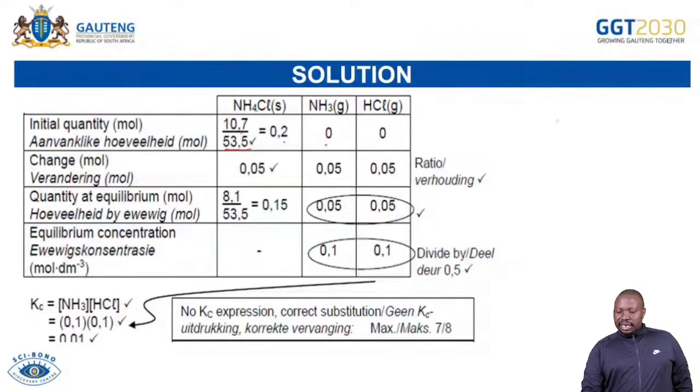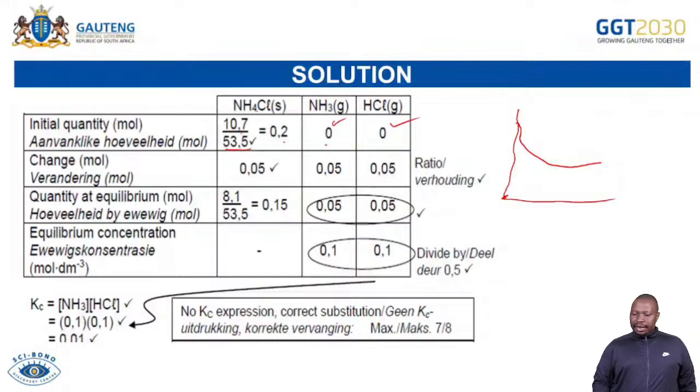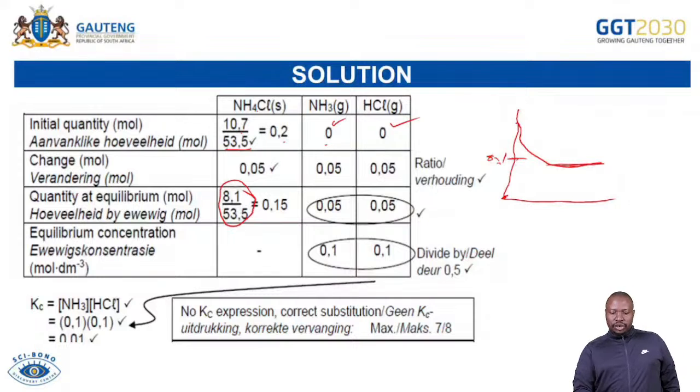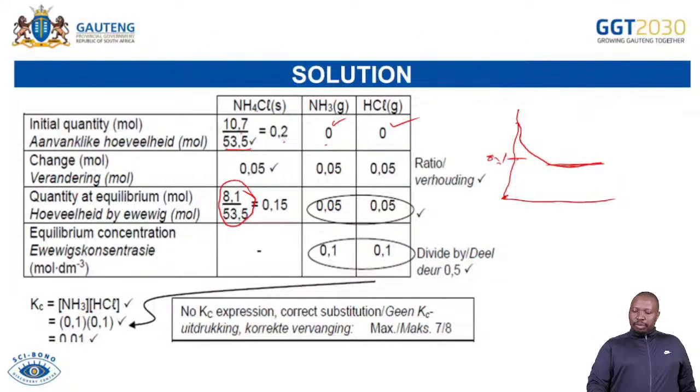Remember, when you start the graph of the reactants, you saw the graph of the reactant starts from there, it decreases. But the graph of the products starts from 0, because initially we didn't have products. Hence we are writing 0 for the two products there. And then at equilibrium, when the line was horizontal, they said it's 8.1, which means we are given the mass. We can calculate the number of moles, mass over molar mass, which is 0.15. And then we are able to use those two to say 0.2 minus 0.05 is 0.15.